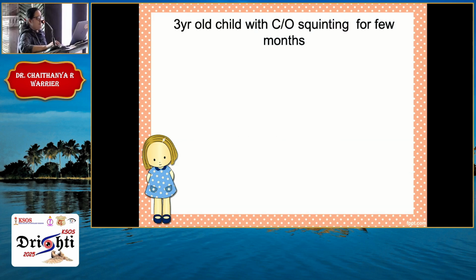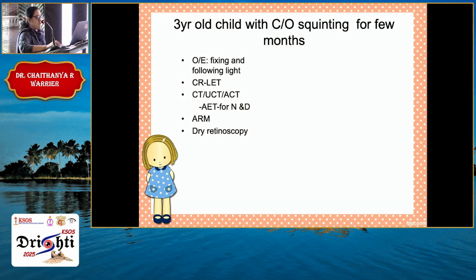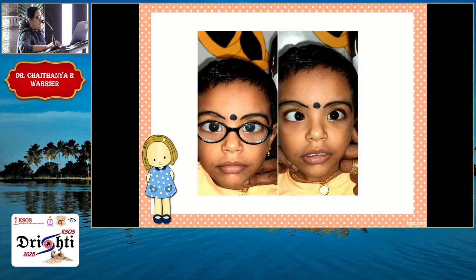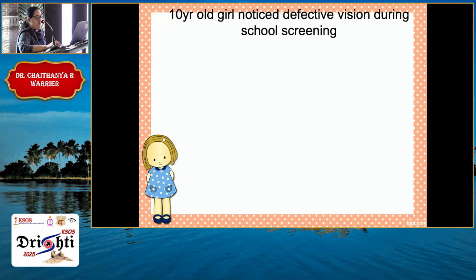Coming to a few hypermetropic cases, a 3-year-old child with squinting for a few months, there is alternate esotropia. Cycloplegic refraction with atropine is a must, and it reveals high plus power. This is a case of accommodative esotropia, which needs full power glass prescription and also amblyopic treatment.